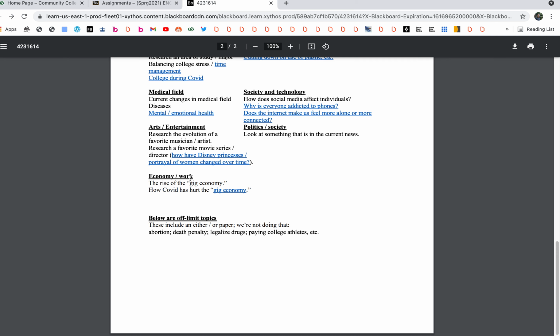Look at the economy and work. How has COVID affected the economy? What's the gig economy? The rise of the gig economy. This is Uber drivers, right? Grubhub drivers. And look at other areas in the economy. You can research your major and its effect in the economy, what you're going to school for, what are the jobs, how's the economy, how's that going?